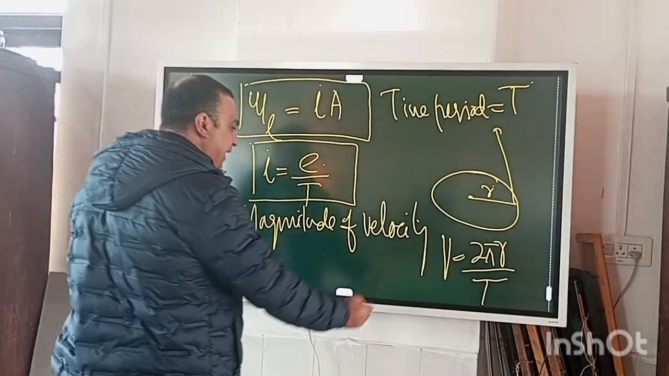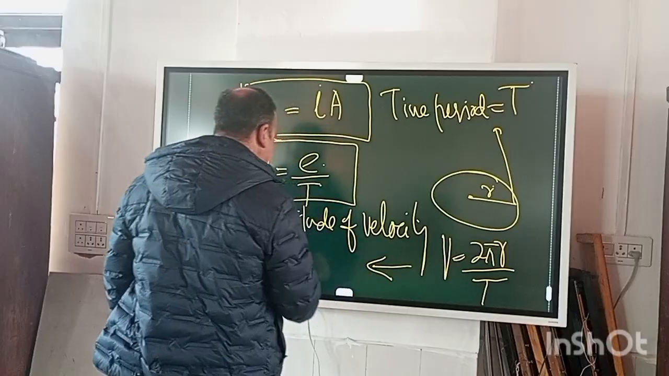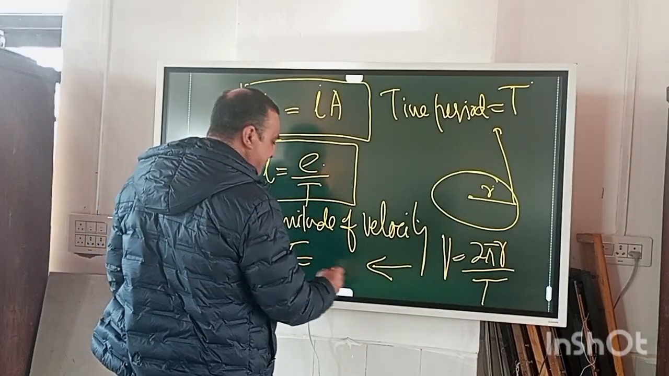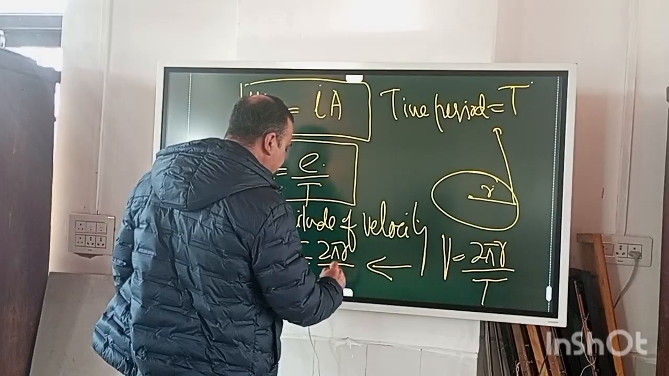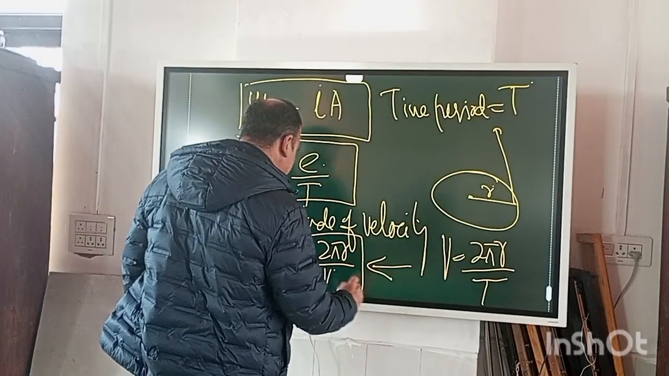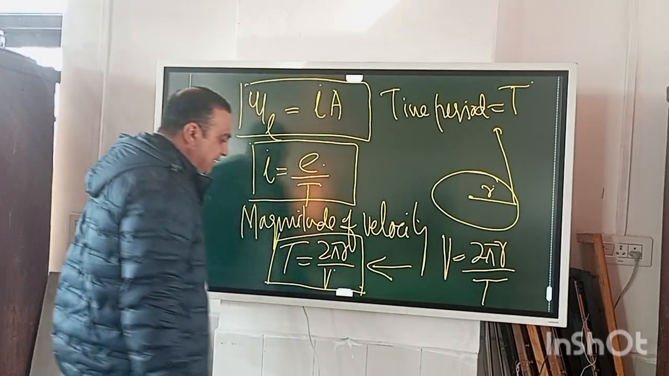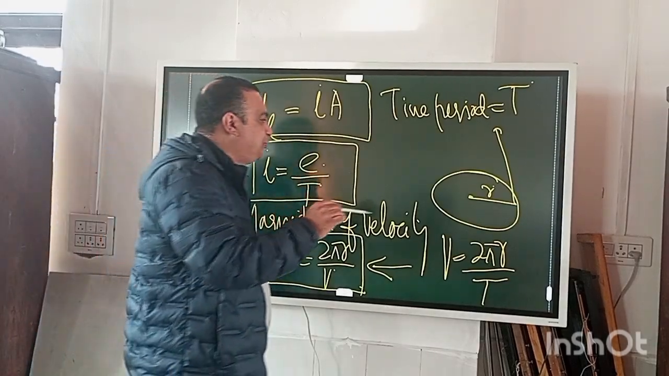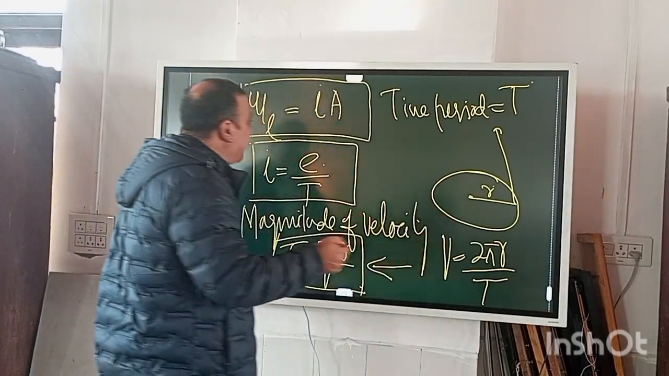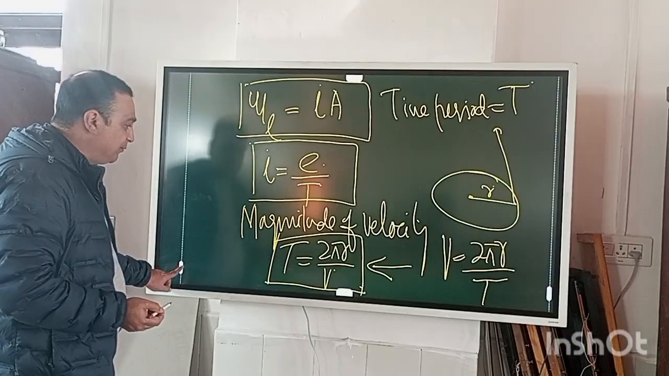So from here I can calculate the t. So what will be t? T will be 2 pi r divided by v. So this will be the time taken by this electron to complete one revolution and to complete one circle in the given problem.